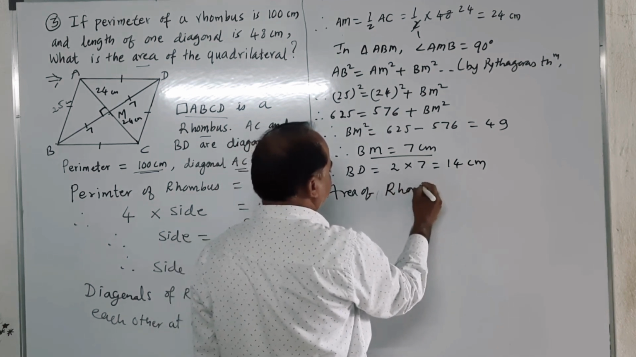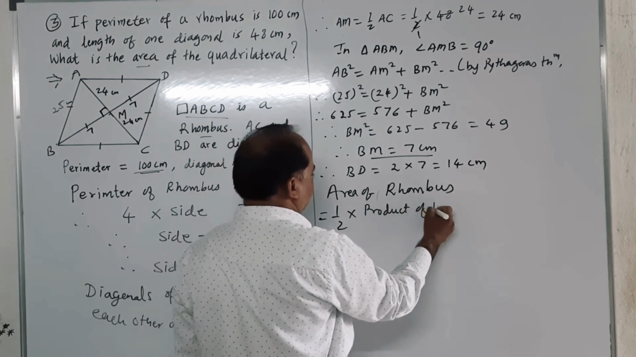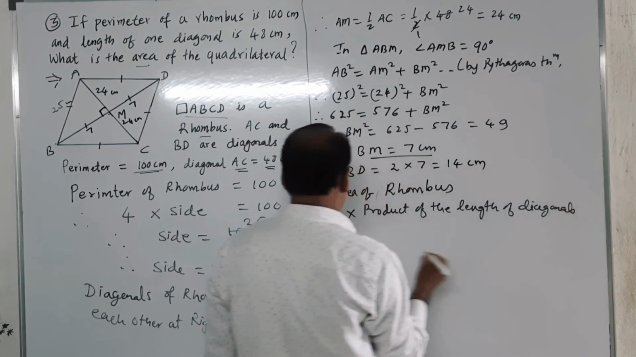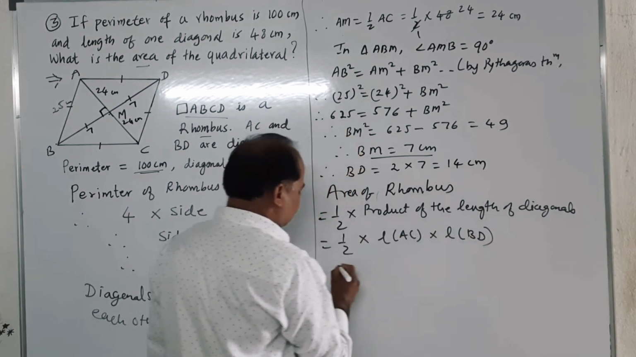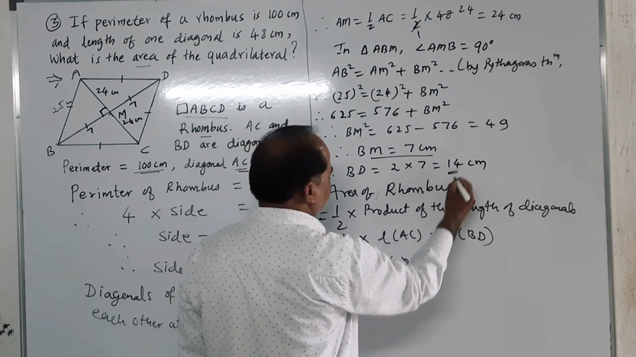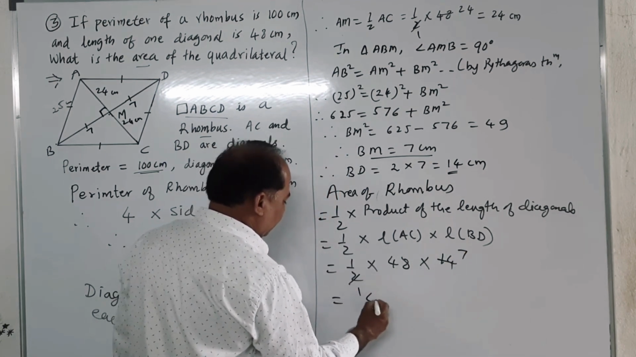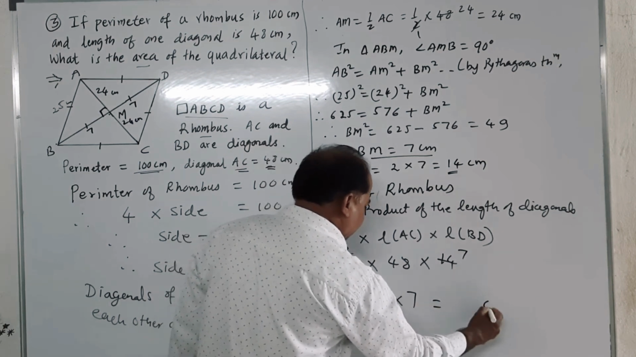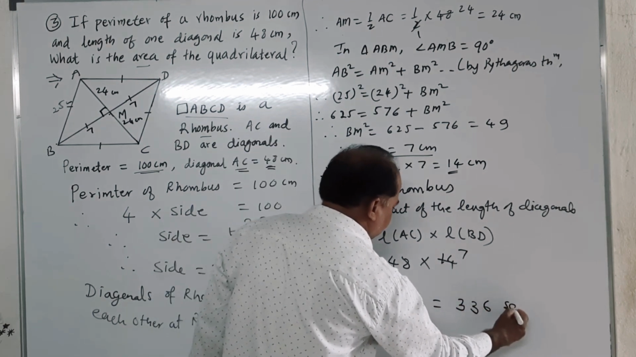So area of rhombus is equal to 1 upon 2 into product of the length of diagonals, which is equal to 1 upon 2 into length of diagonal AC into length of diagonal BD. So length of diagonal AC is given, which is 48 centimeter, into BD is equal to 14 centimeter. Divide 14 by 2. 2 1s are 2, 2 7s are 14. So area of rhombus is equal to 48 into 7. 7 8s are 56, carry 5. 7 4s are 28 plus 5 is equal to 33.